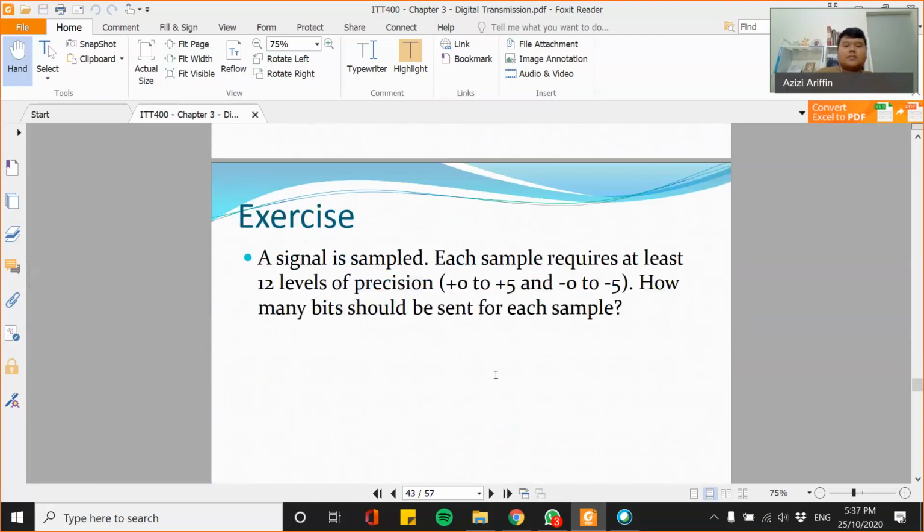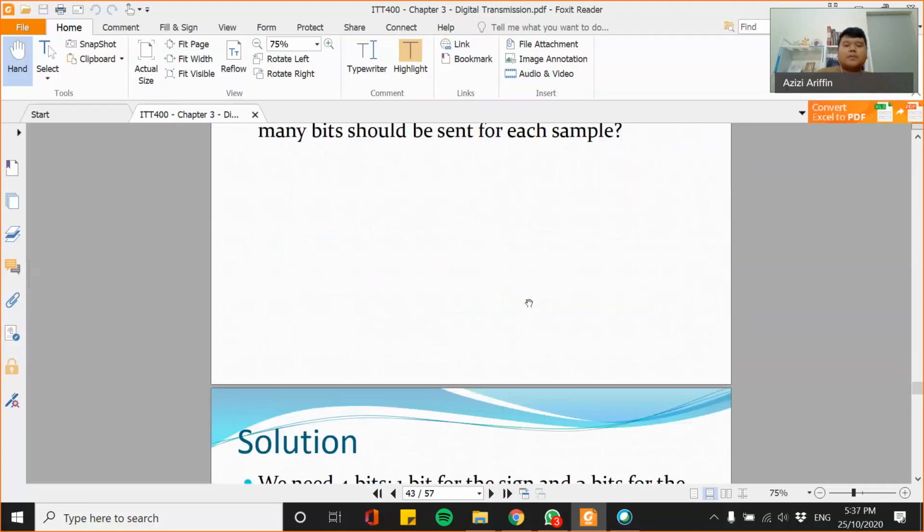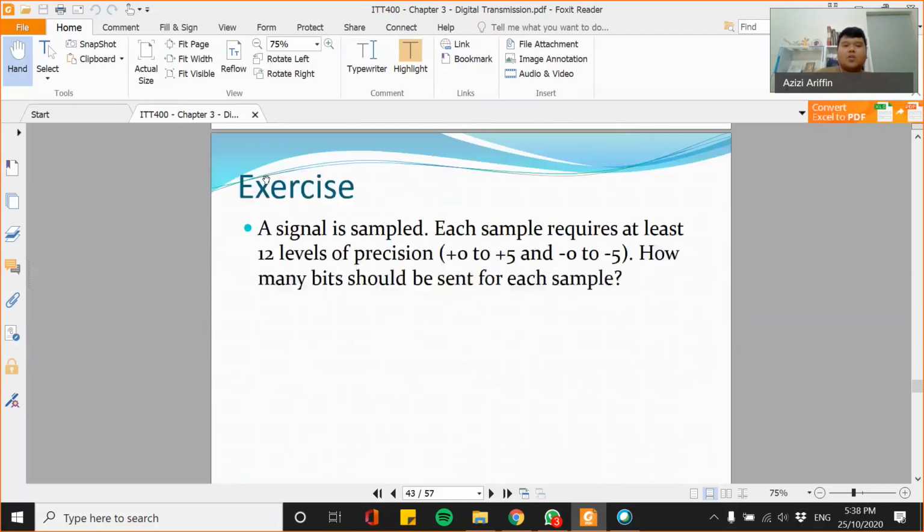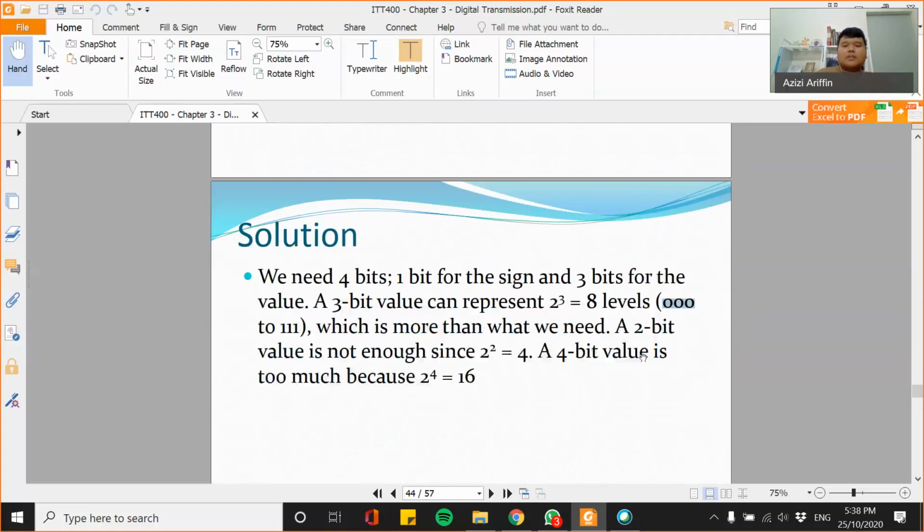Right. Next, we can look here too. A signal is sampled. Each sample requires at least 12 levels of precision, 0 to 35 and negative 0 to 5. How many bits should be sent for each sample? We need 1 bit for the sign and 3 bits for the values. A 3-bit value can represent 2 to the power of 3 levels, 000 to 111, which is more than what we need, so that it can represent the 12 levels. Right?